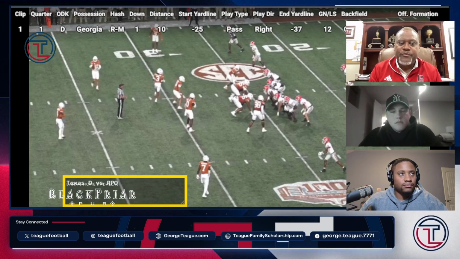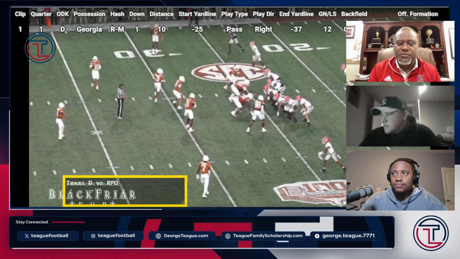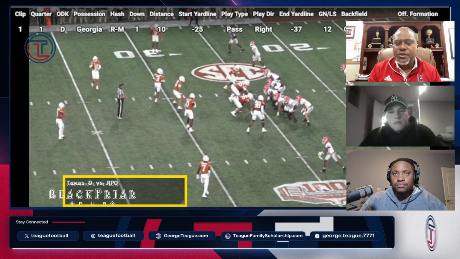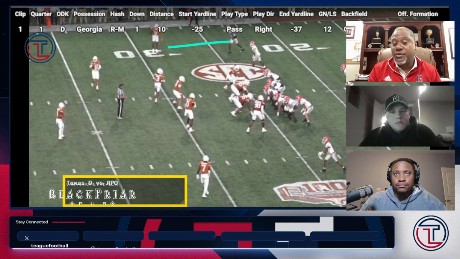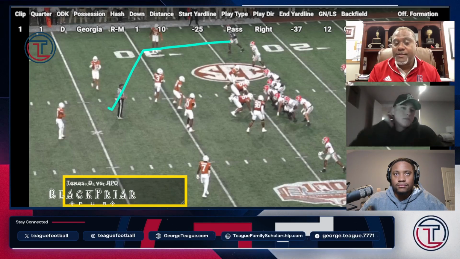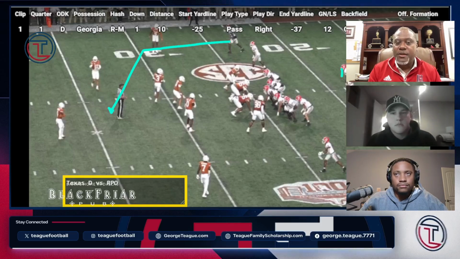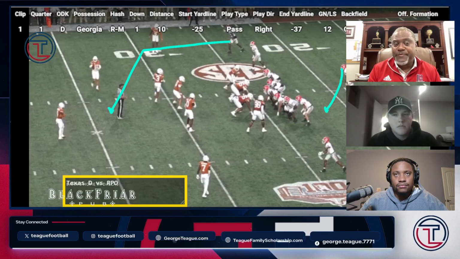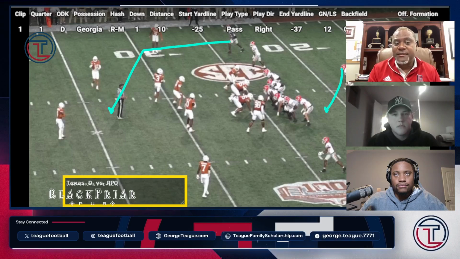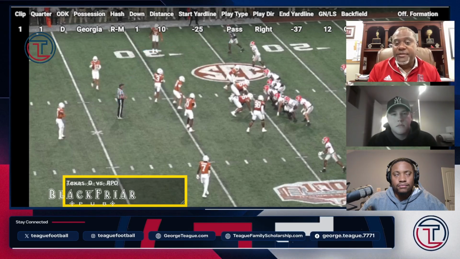Okay. So what I saw with this was Georgia was spending a lot of time, they ran a lot of RPOs, right? So the play action to the running back and then throwing it. And I think I put multiple in here because you can see, I don't know how well Texas covered those.